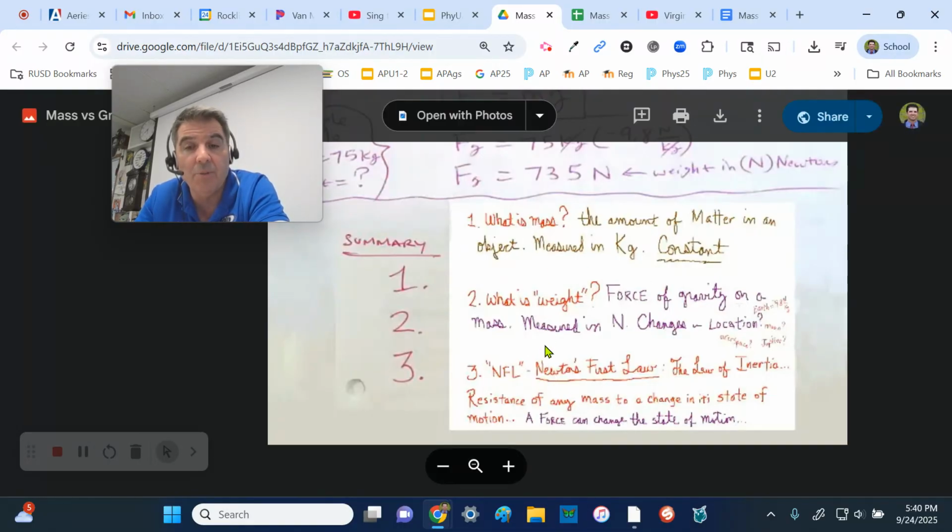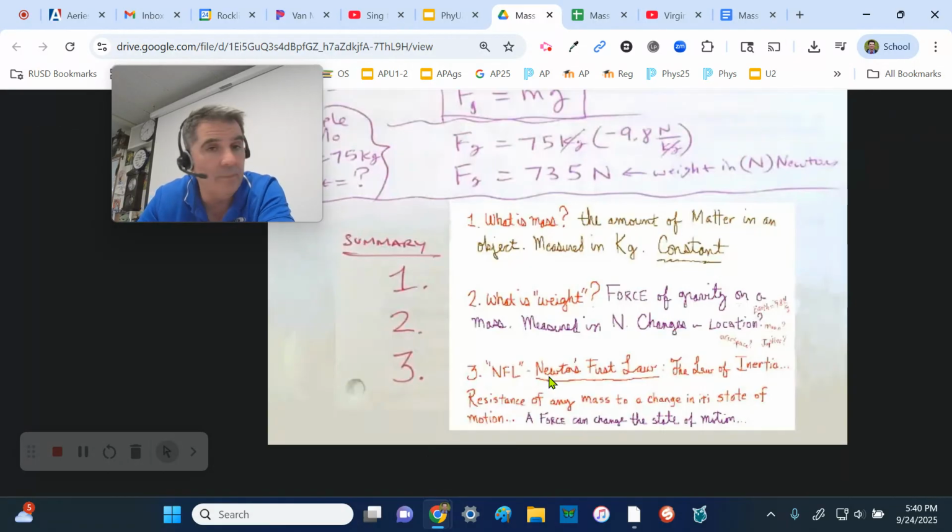These three things, 1, 2, 3, are going to be associated with test questions. The test question will say, explain the difference between mass and weight, and you're going to give me 6 things. Mass is the amount of matter in an object, it's measured in kilograms, and it's the same everywhere. That's 3 for mass, and you give me 3 more for weight.